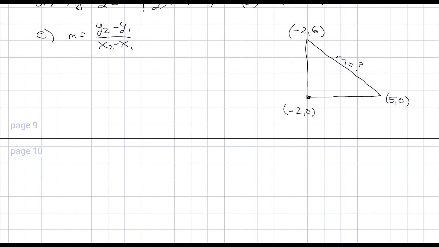Alright, well we can call this one x1, y1, and this x2, y2. And then just plug it into the formula. So that is going to be 6 minus 0 over -2 minus 5. So 6 over -7 and I like to write my minus sign out front. So that is my slope value.